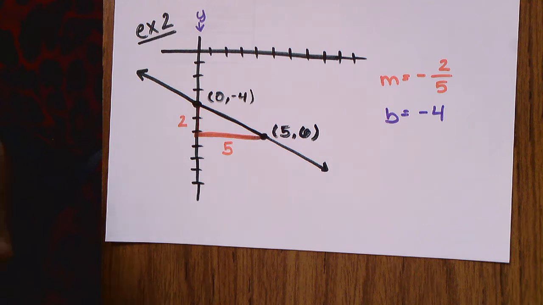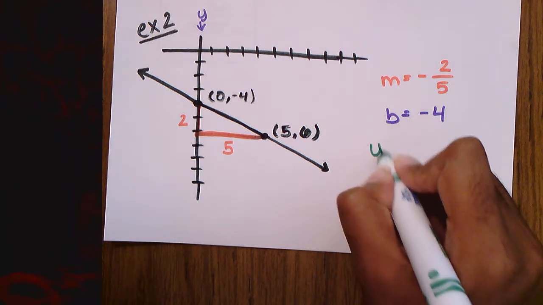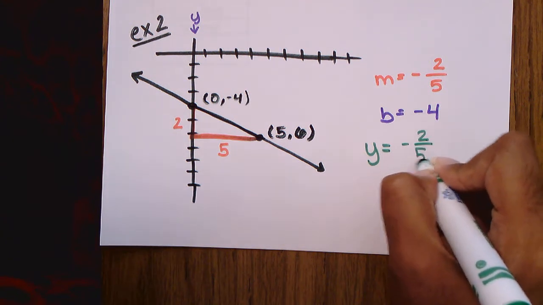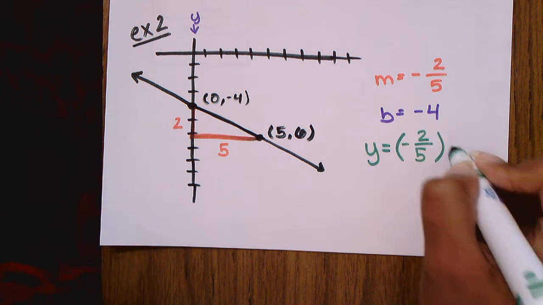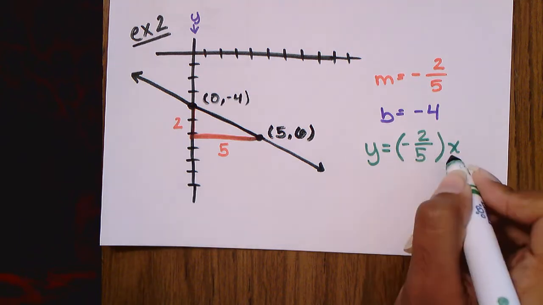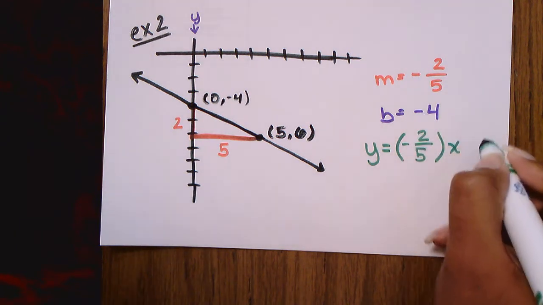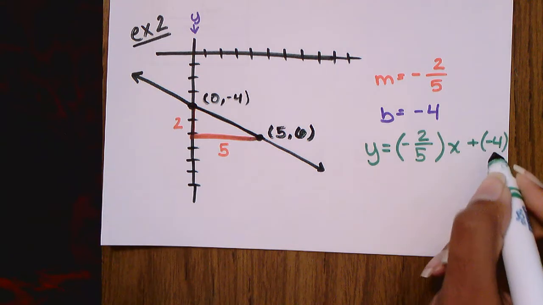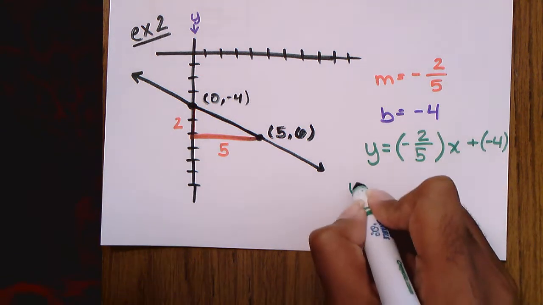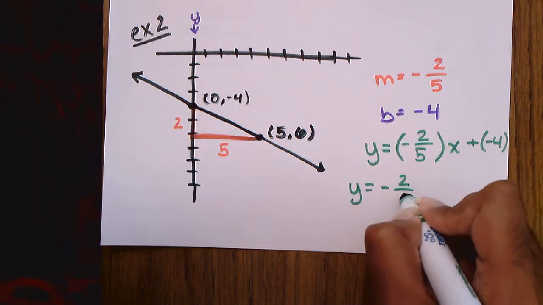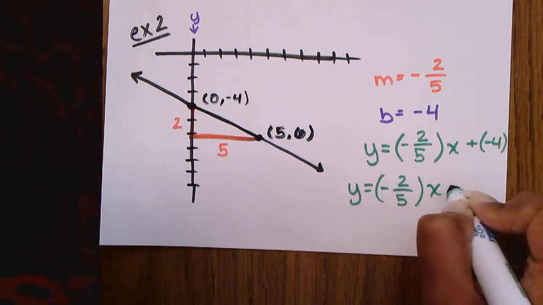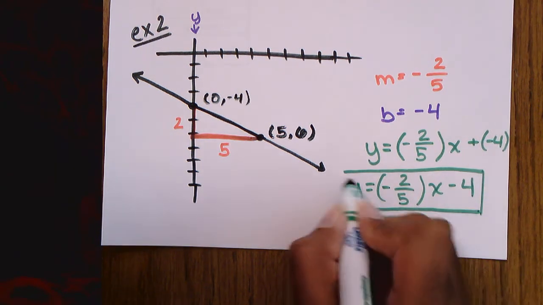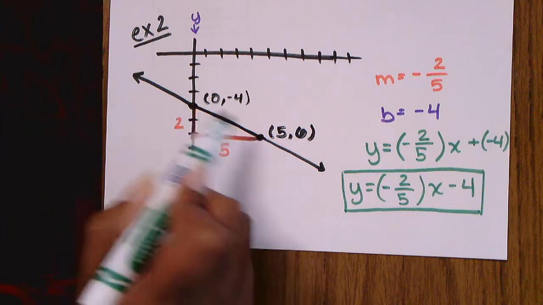So the whole equation for this line will be y equals m, which we said was -2/5, x, and I'm going to put parentheses around that just to make it easier to see that this is multiplication, negative 2/5 x plus negative 4. So I can change this plus negative 4 into just subtraction. So I'm going to go ahead and rewrite this equation. y is equal to negative 2/5 x minus 4. So this would be the final equation for this line, this linear function.